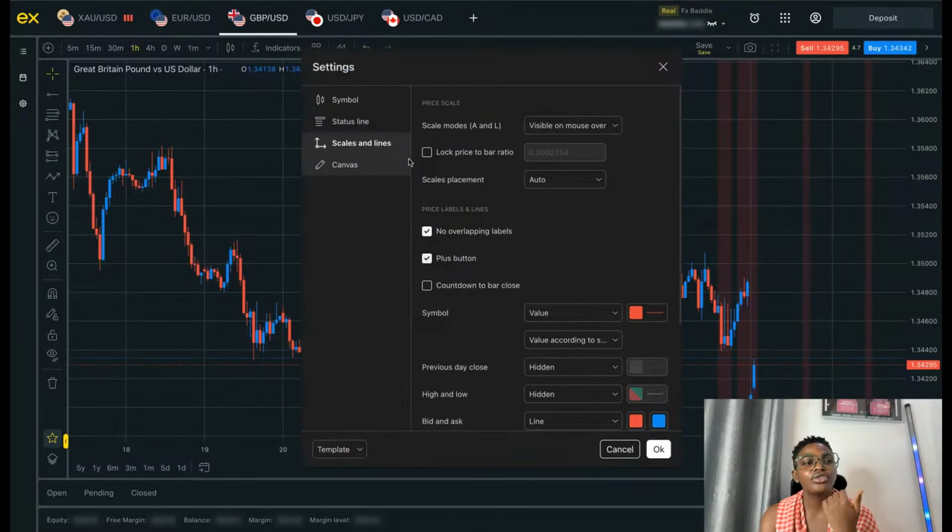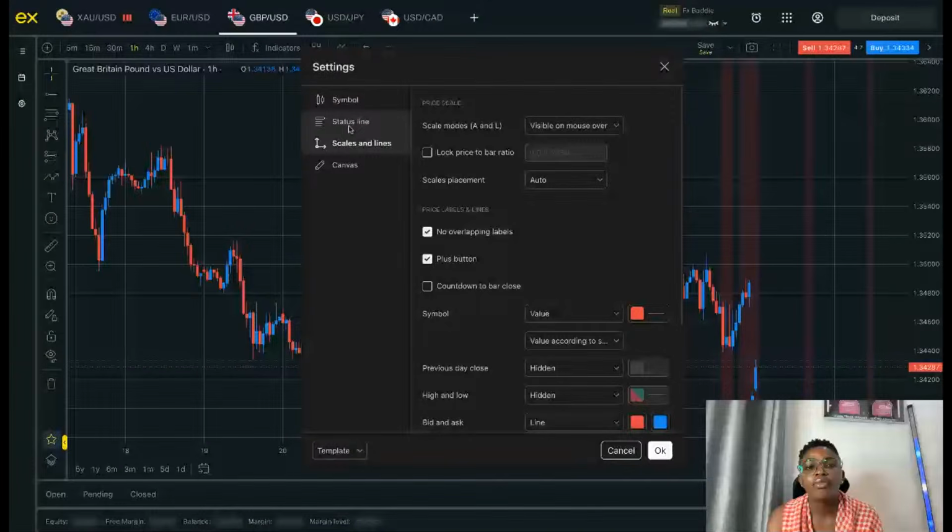So I don't know if you guys have noticed, but GBP and Euro, they move almost the same. They move almost the same, but GBP moves faster than Euro USD.